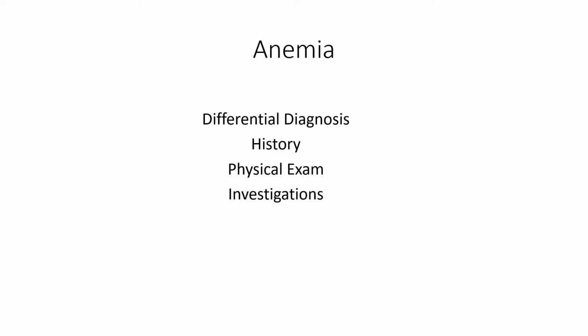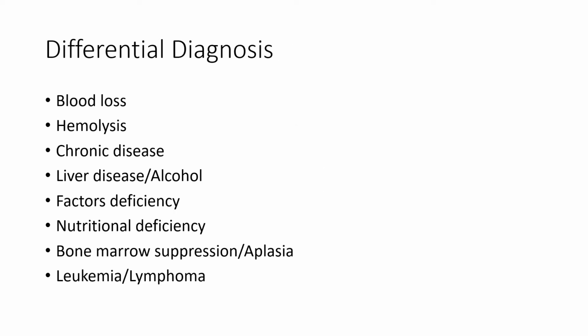We'll study anemia today. First, we will discuss the differential diagnosis, then the history, physical examination, and then the investigations. The differential diagnosis for anemia includes blood loss, hemolysis, chronic disease, liver disease or alcohol abuse, factor deficiency, that is B12 and folate, nutritional deficiency, bone marrow suppression or aplasia, or leukemia, lymphoma.